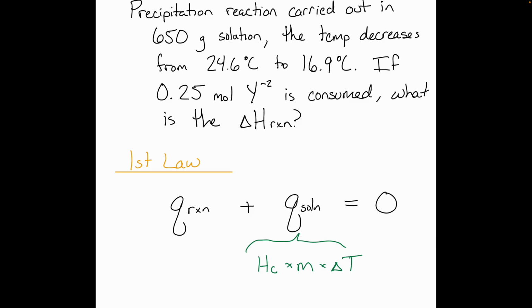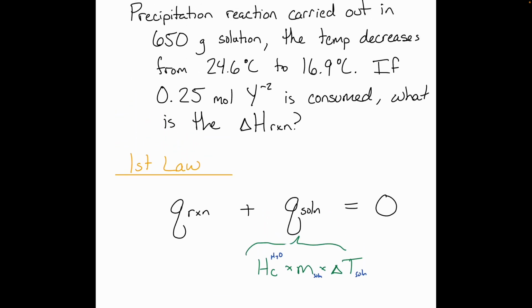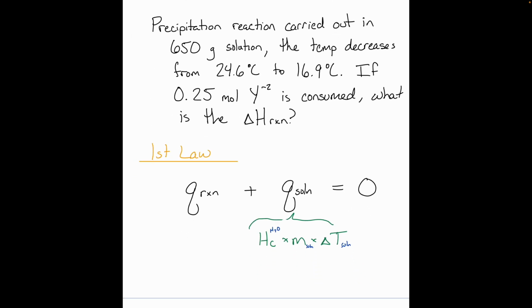All right, again, we have an aqueous solution. It's a precipitation reaction, so we get to use that heat capacity of water. We have the mass of our solution given to us in this problem, and we have our delta T, everything we need to calculate Q solution. All right, so everybody take a second and tell me, what is Q solution in this problem?